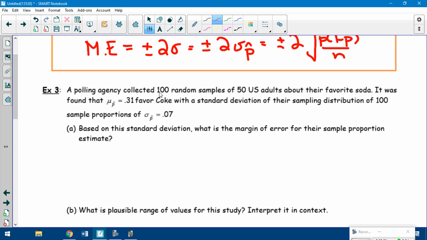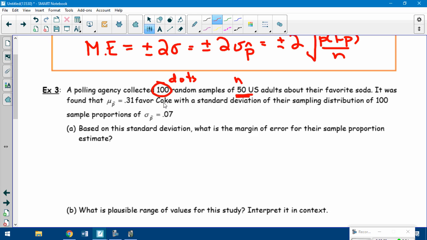Okay, a polling agency collected 100 random samples of 50 US adults about their favorite soda. What's 100? 100 is the number of dots. Of 50 US adults, what's 50? That's the sample size. It was found that the average of all the p-hats was 0.31, so they favor Coke, with a standard deviation of the sampling distribution of 100 sample proportions of 0.07. So again, this is a standard deviation not of a single sample, but of the sampling distribution. That's what we need to find margin of error. So based on the standard deviation, what is the margin of error for their sample proportion?